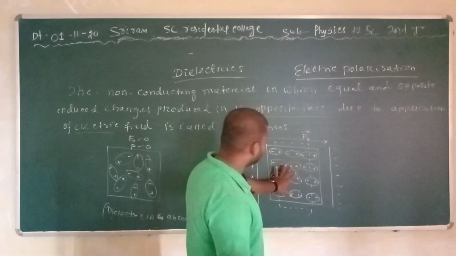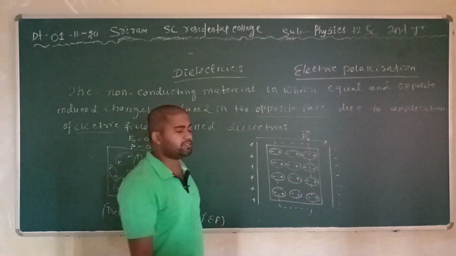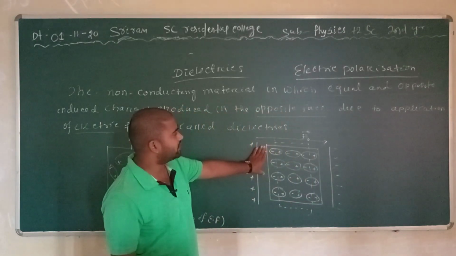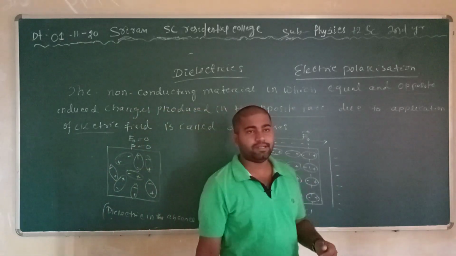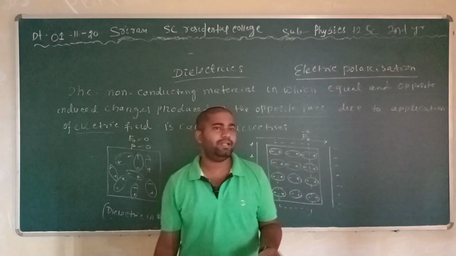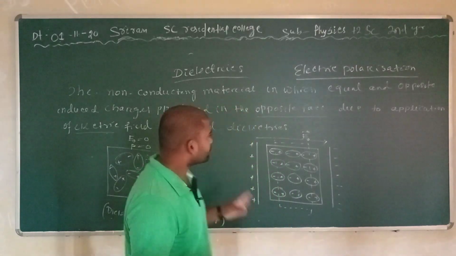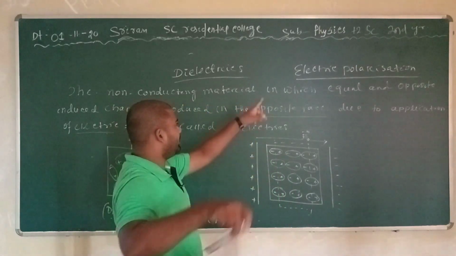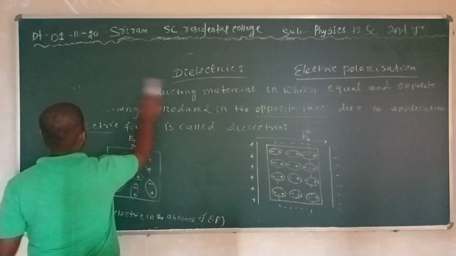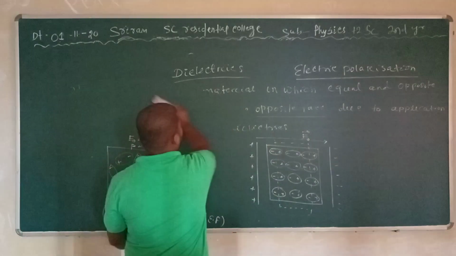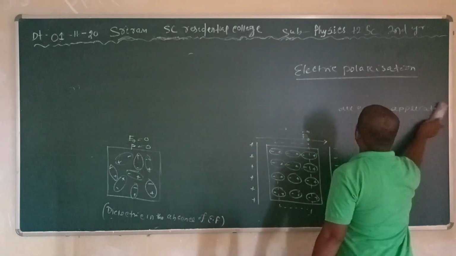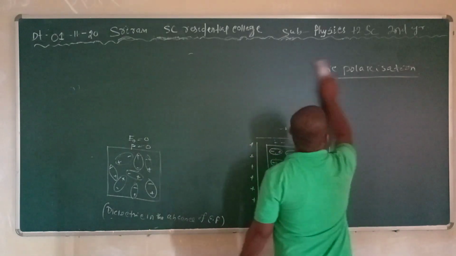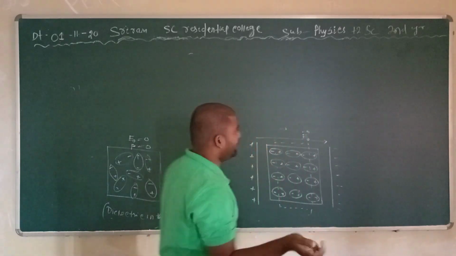So dielectrics are the non-conducting materials in which equal and opposite charges are produced on the opposite faces of the material because of the application of an electric field. Understand? Now come to the part of electric polarization. Electric polarization is the arrangement of electric dipoles in a uniform electric field.